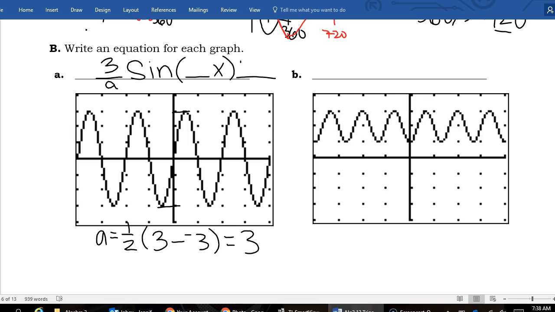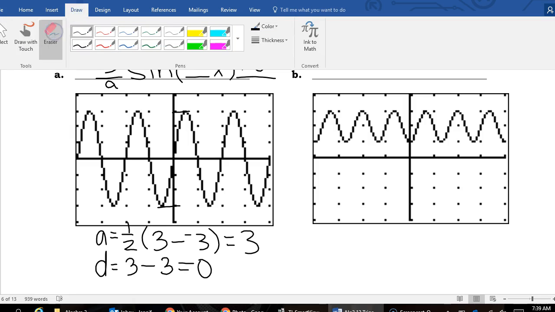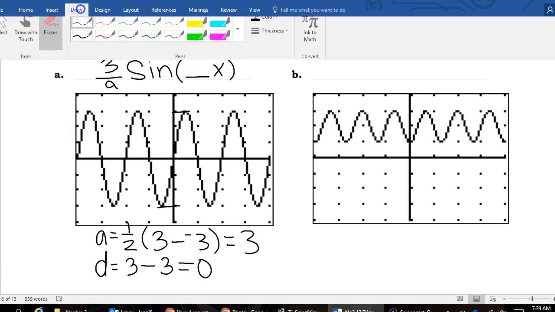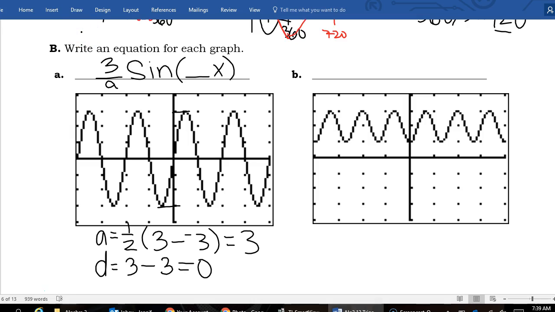Next, I'm going to look at the vertical shift. That was the max point minus the amplitude. That is 0. So I can write the +0 at the back, but remember +0 doesn't do anything for me, so I'm going to elect to leave it off. If you'd like it there, it really doesn't make the answer wrong.